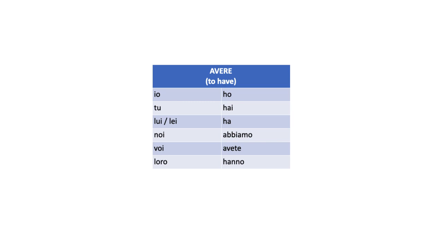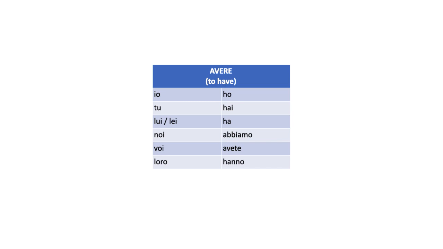Let's go over it for the very last time this semester. Io ho. Remember, H has no sound in Italian. It's not "io ho," it's "io ho." Io ho, tu hai, lui or lei ha. Noi abbiamo, remember the little pause when there's a double consonant. So noi abbiamo, voi avete, loro hanno. That is the verb to have.